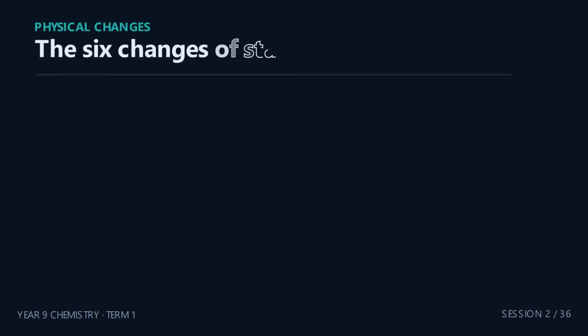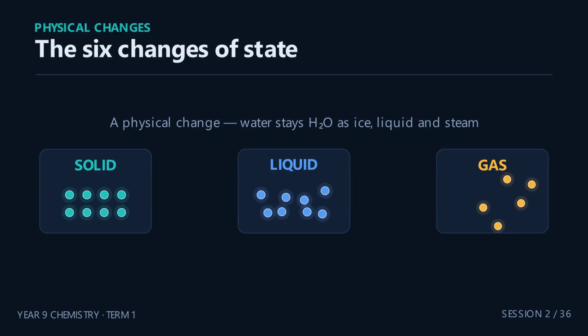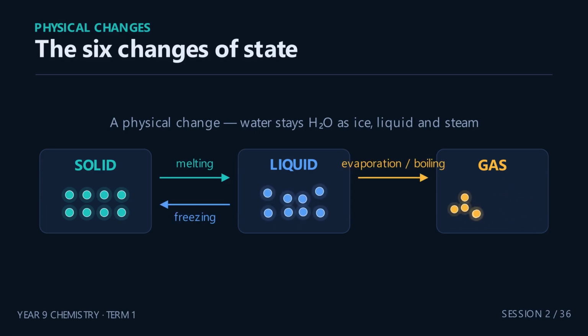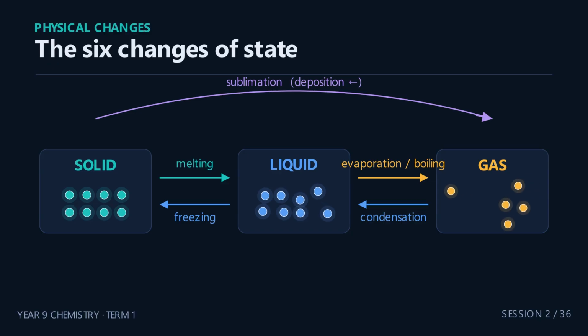A change of state is a physical change. The chemical identity never changes. Water is H2O as ice, as liquid water, and as steam. Here are the 6 changes. Melting takes a solid to a liquid, and freezing reverses it. Evaporation and boiling take a liquid to a gas, and condensation brings the gas back to a liquid. Some substances can even sublime straight from solid to gas, or deposit from gas back to solid.